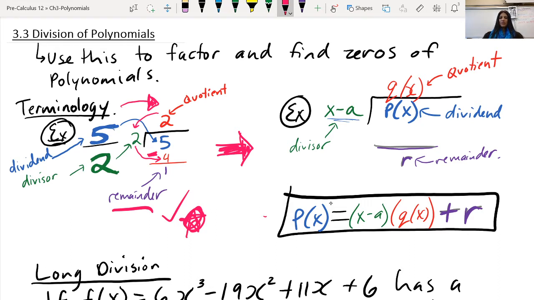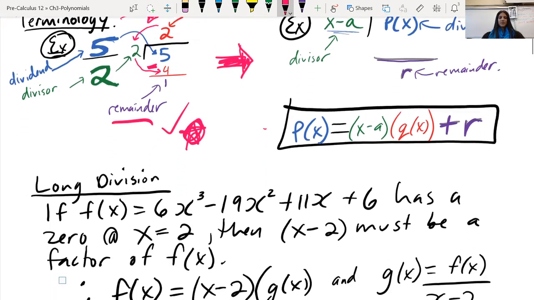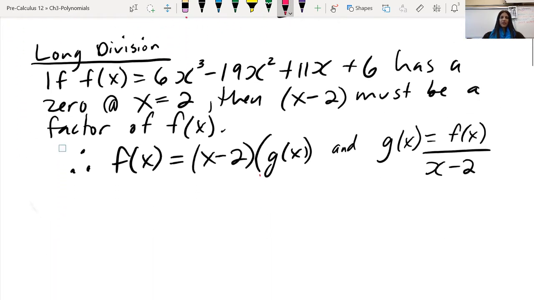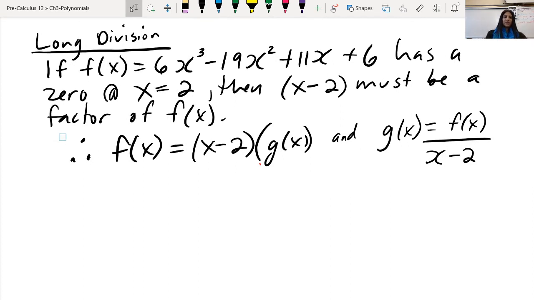So it looks similar to what we had over on the left. And our statement, or how we would write our solution, would be p of x equals x minus a, so the divisor, times the quotient, q of x, plus whatever the remainder ended up being. And if you're ever unsure, you could always multiply this all out again, and you would get what you had for the original polynomial. Okay, so the reason that we're learning this is so that we can use this to factor and find the zeros of our polynomials. So the first thing we'll start with here is long division of our first example.